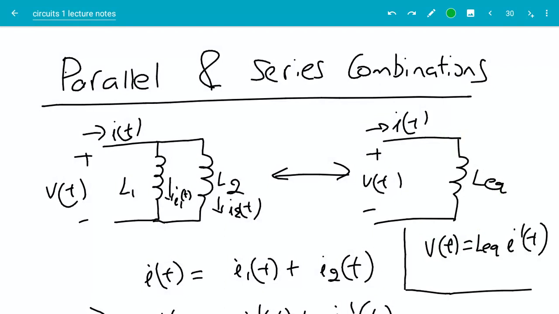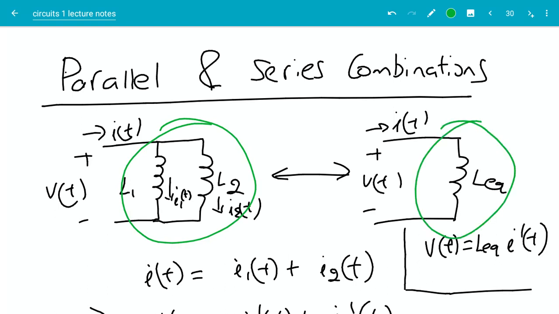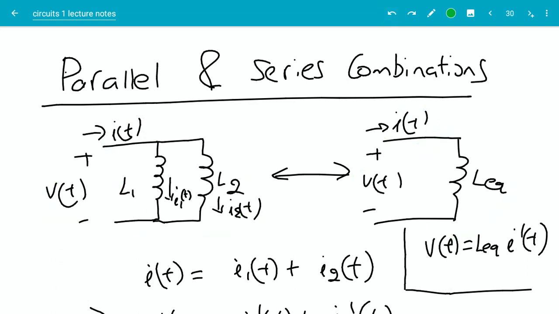Let's say the voltage across this equivalent inductor is V of t and the current going in there is I of t. And the same thing here, V of t is the voltage and I of t is the current here. Then replacing these two inductors in parallel with a single inductor means the relationship between V of t and I of t here should be exactly the same as the relationship between V of t and I of t here.